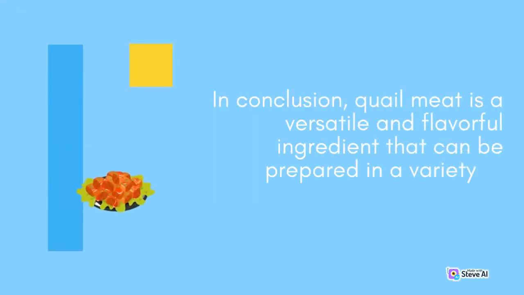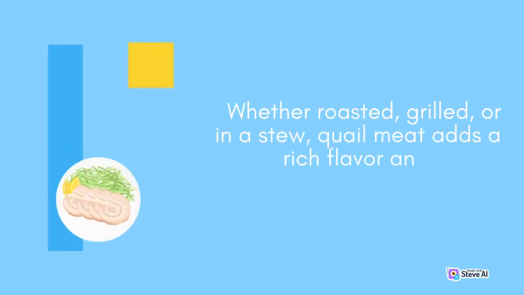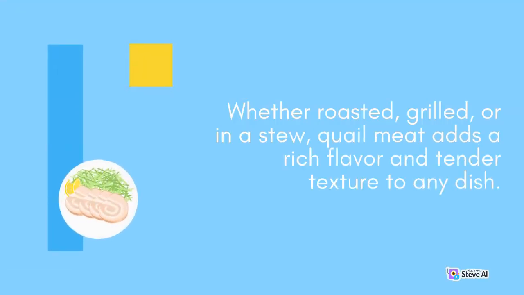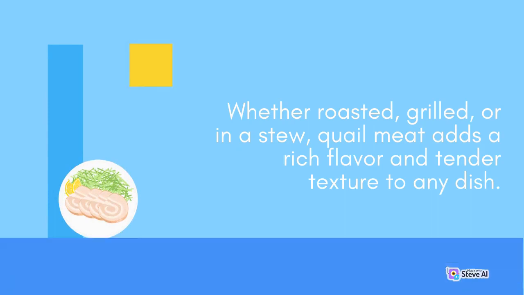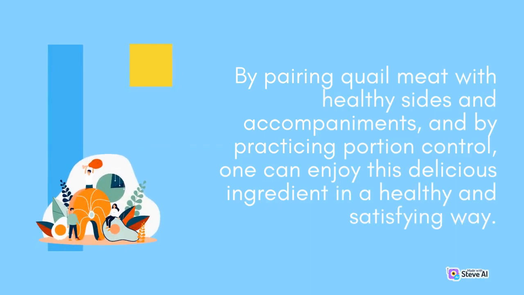In conclusion, quail meat is a versatile and flavorful ingredient that can be prepared in a variety of ways. Whether roasted, grilled, or in a stew, quail meat adds a rich flavor and tender texture to any dish. By pairing quail meat with healthy sides and accompaniments, and by practicing portion control, one can enjoy this delicious ingredient in a healthy and satisfying way.